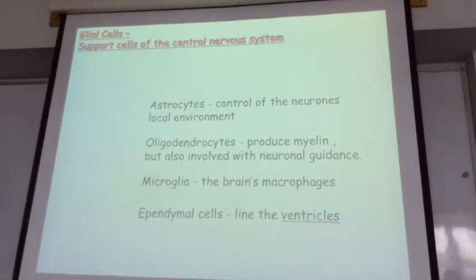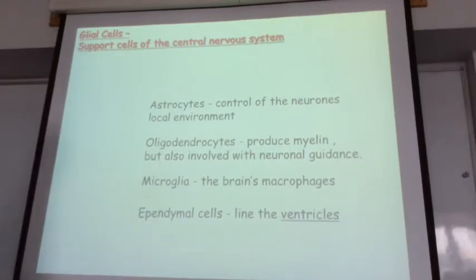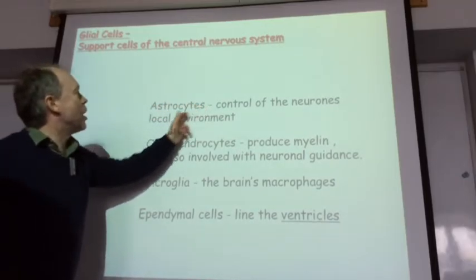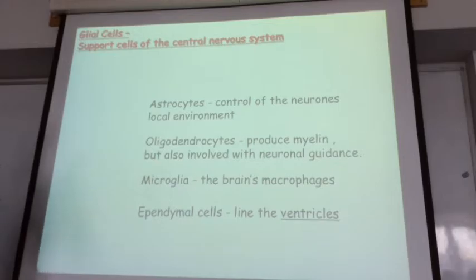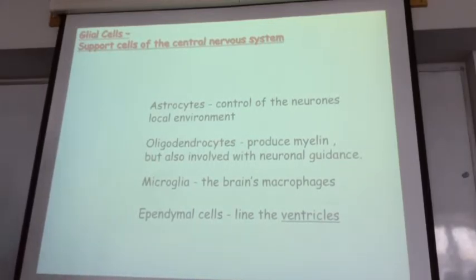Right. Okay. Onto glial cells now. There are 1, 2, 3, 4 different types of glial cells. And as I said, this is just a whip through, so I'm not going to say a lot about it. Astrocytes are your bog standard. So glial cells are the support cells in the central nervous system. They do the support. The nerves do the thinking, and the glial cells do the supporting.